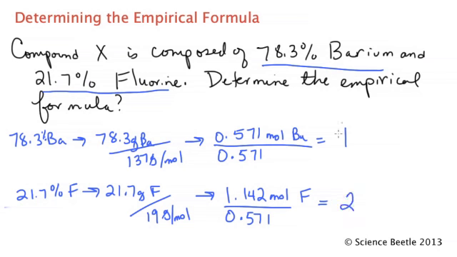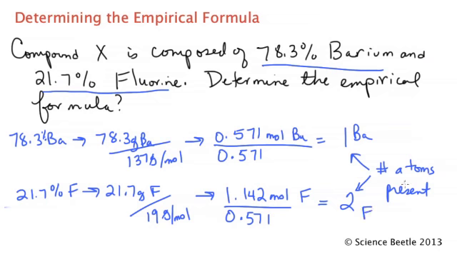And so again, what these numbers represent, the 1 and the 2, tells you the relative number of atoms present. The 1 is essentially going to give you the number of atoms of barium, and the 2 is going to tell you the number of atoms of fluorine.